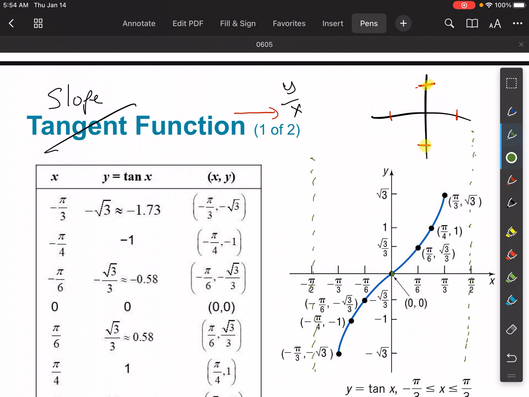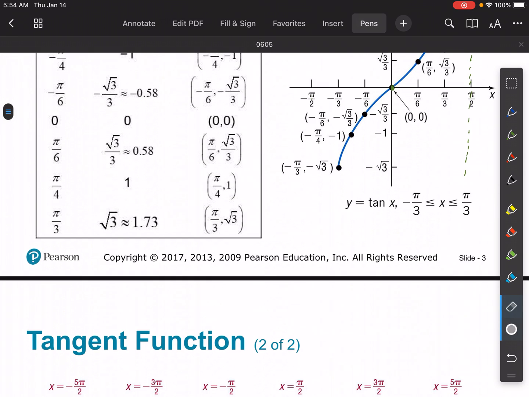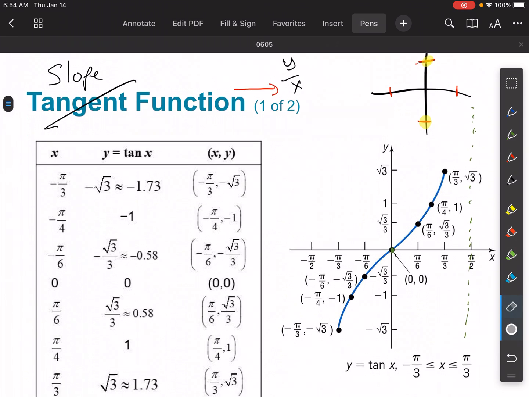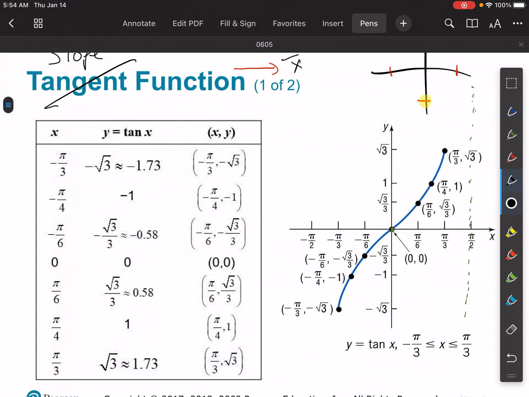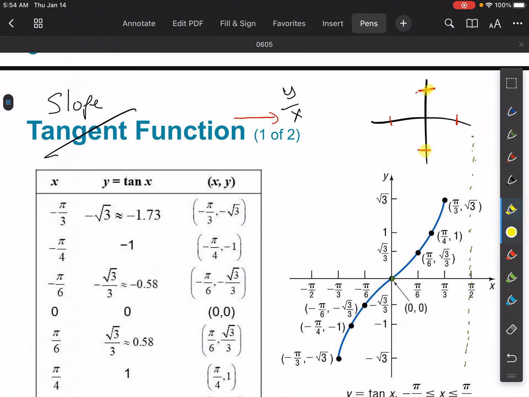So let's try this out. I gave you a chart here, and I can't remember if that's in your notes, but you may want to fill that in your notes. What I want to do is just talk about how they're getting these things. So at pi over 6 here, we see that they have the point square root of 3 over 3. Let's think about that. Pi over 6 happens here, which is 30 degrees, right?